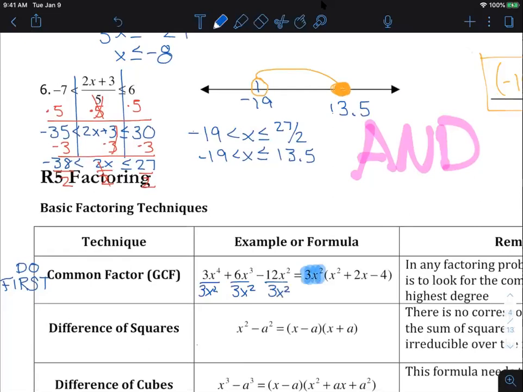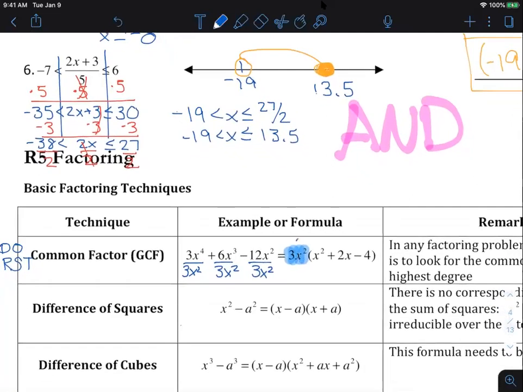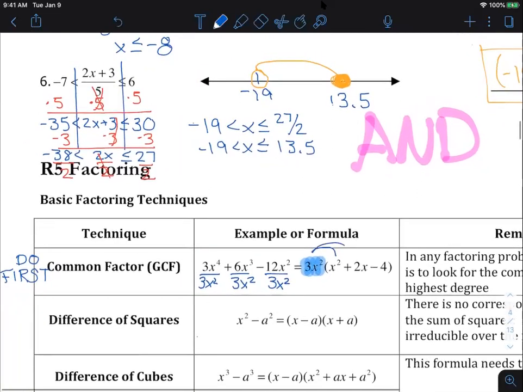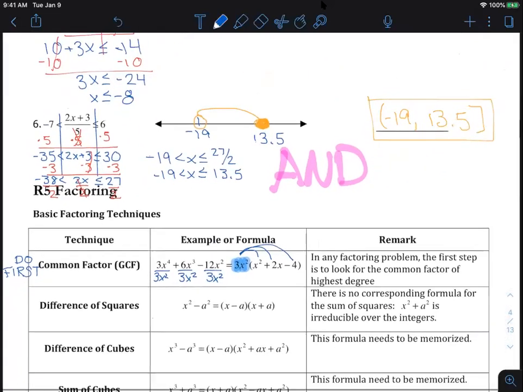This is also reverse distribution. So you can always check your answer by multiplying back in, and when you multiply back in, you should get what you originally had, 3x to the 4th plus 6x cubed minus 12x squared. Sometimes you're done. All you need to do is factoring. Sometimes there's more to do.